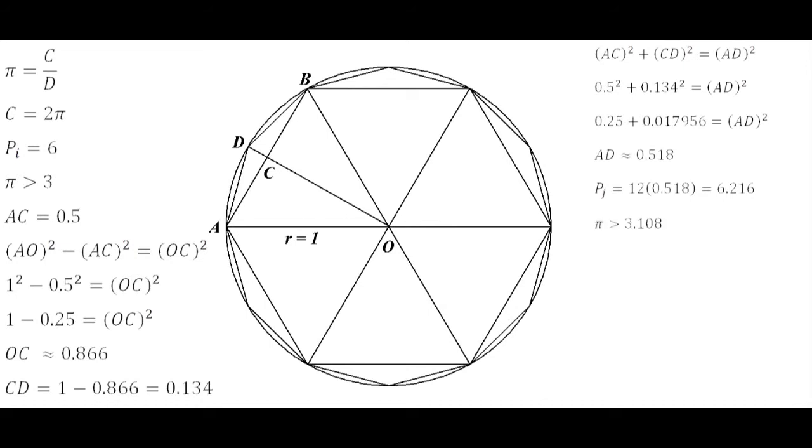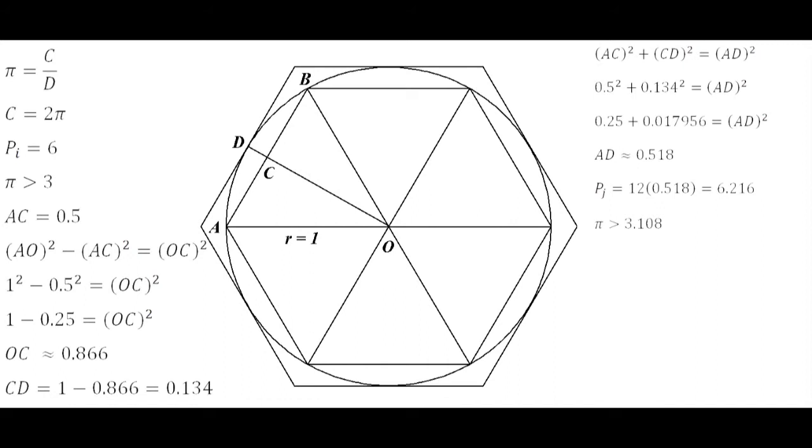The next step of this method would be to divide triangle AOD in half, similar to how we divided AOB in half, and then repeat the method to find the perimeter of the new 24-sided polygon. Archimedes continued this until he had a 96-sided polygon inscribed inside the circle. Now we're going to add a polygon around the circle, which is called circumscribing.